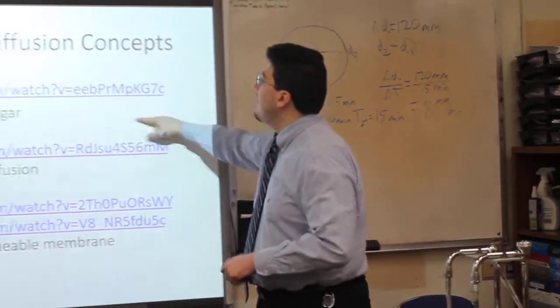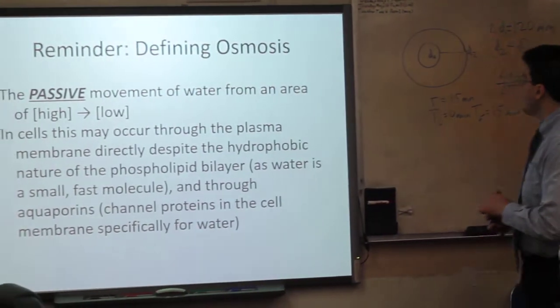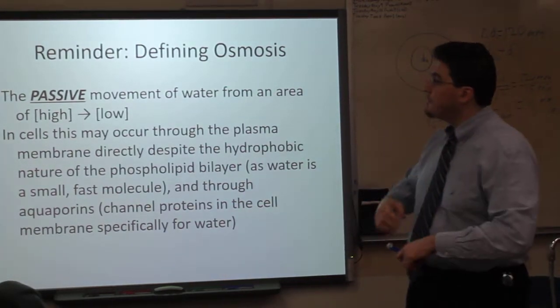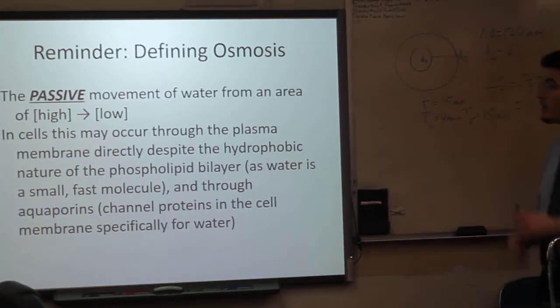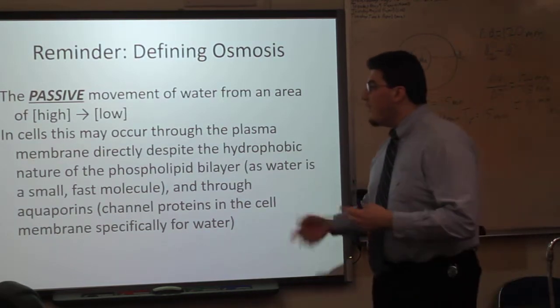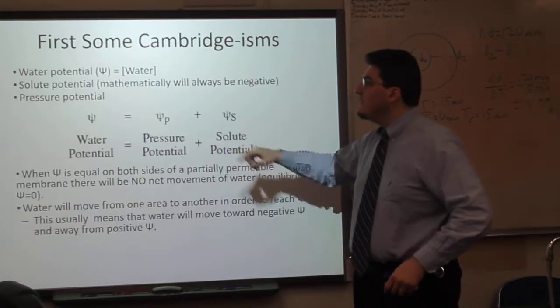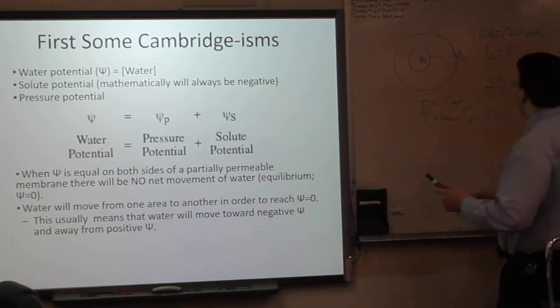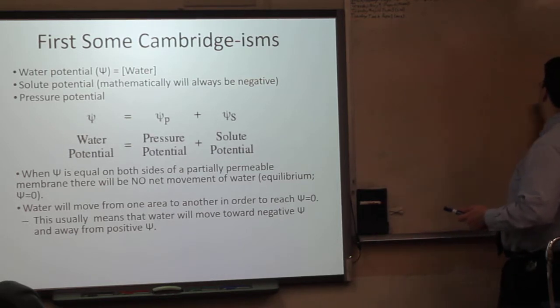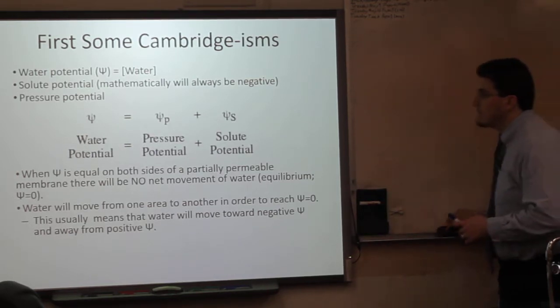All right, so defining osmosis. Remembering that osmosis is the passive movement of water from an area of high concentration to an area of low concentration, so in cells, this is going to occur through a plasma membrane. All right, let's do some more math. Again, with the math. Always with the math. Thought I just did math.